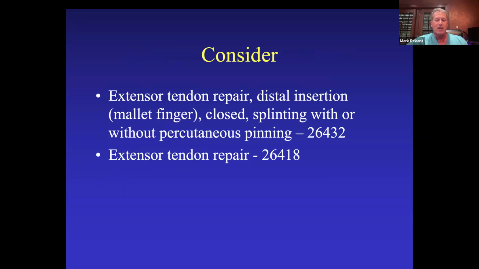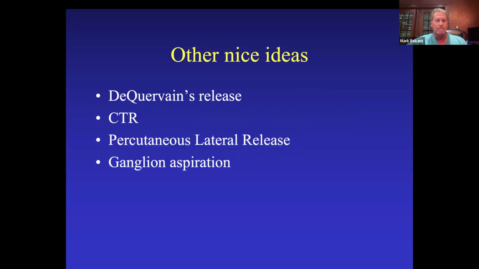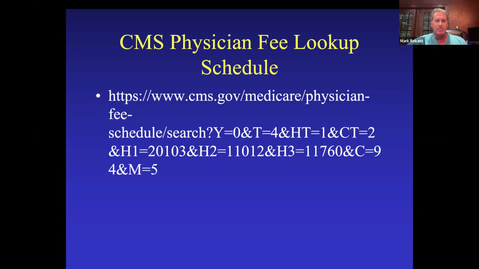Other things that also have assistant fees and can be considered are extensor tendon repairs, such as treating a mallet finger closed or open. It's the same code. You can see 26432, extensor tendon repair on top of the hand. Again, something that can be done in the office with appropriate coding. I kind of covered some of these things.